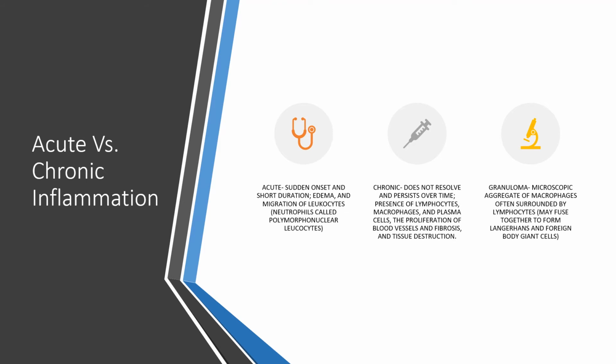This process is regulated by growth factors that are derived from the macrophages and the platelets as well as the plasma. So again, I want you to be able to know what three cells are present as the hallmark of chronic inflammation. And again, they are the macrophages, the lymphocytes, and the plasma cells.